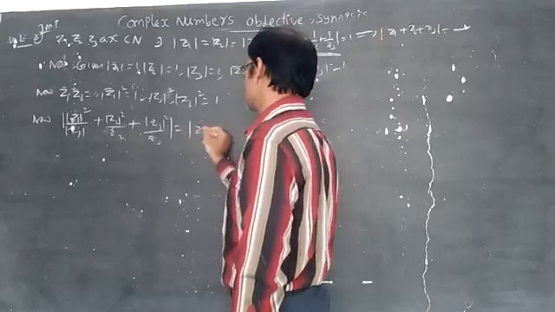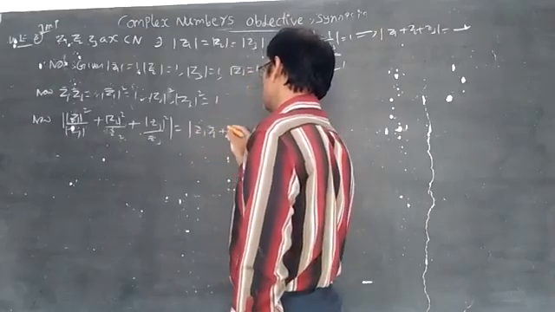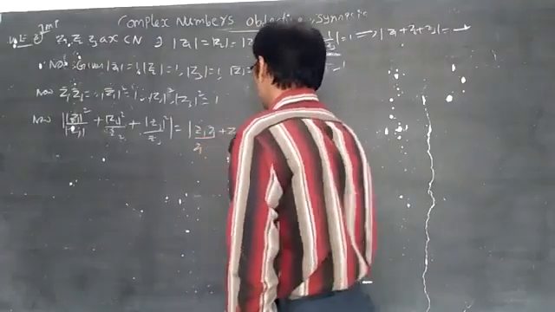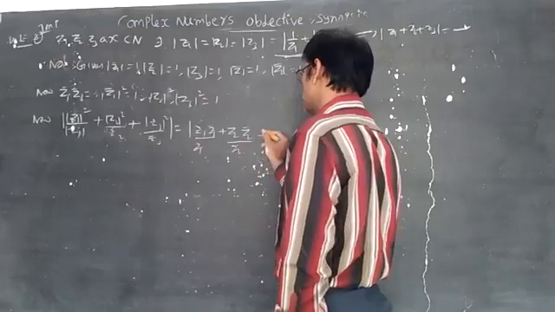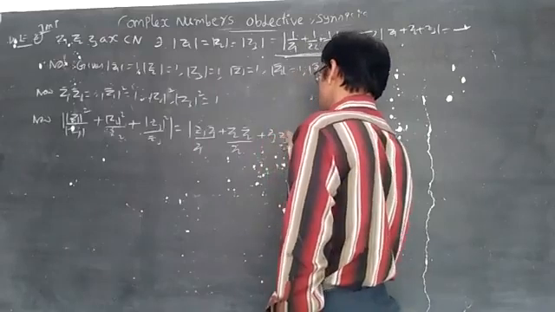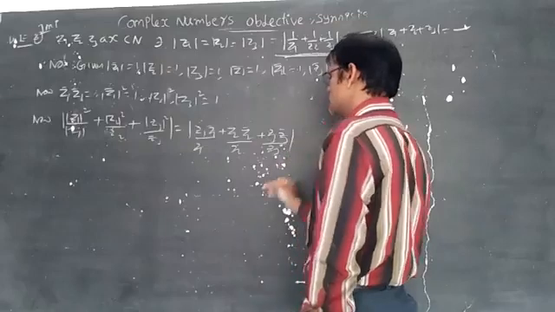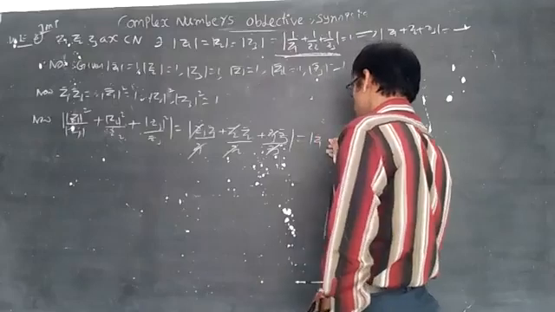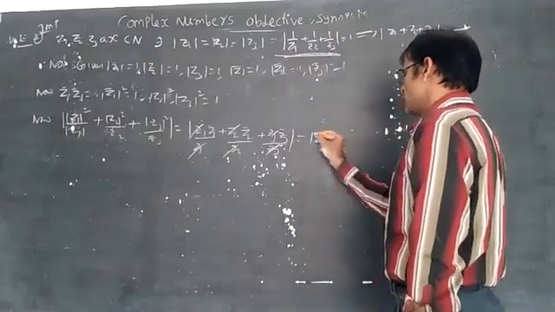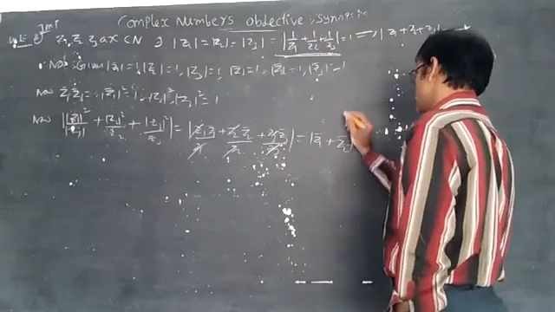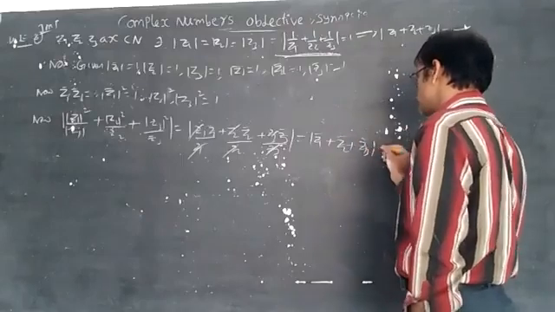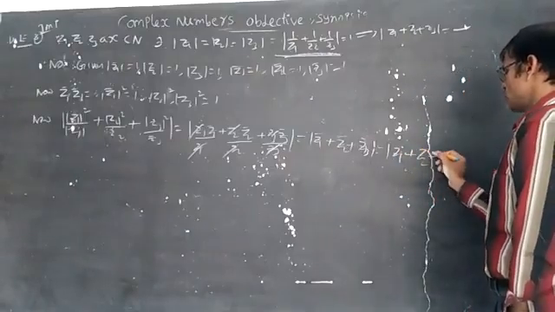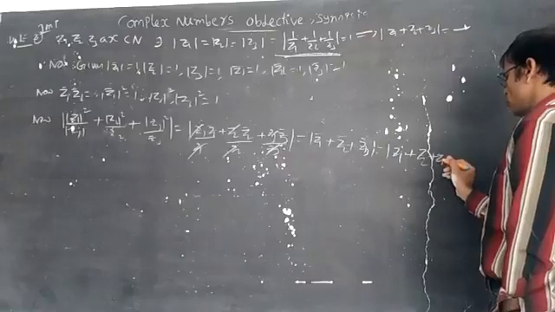Z1 Z1 bar by Z1, Z2 Z2 bar by Z2 plus Z3 Z3 bar by Z3, over modulus. So Z1 Z1 get cancelled, Z2 Z2 get cancelled, Z3 Z3 get cancelled. Now write like this: Z1 bar plus Z2 bar plus Z3 bar. We can write this one total modulus. So overall mod of Z1 plus Z2 plus Z3 whole bar.